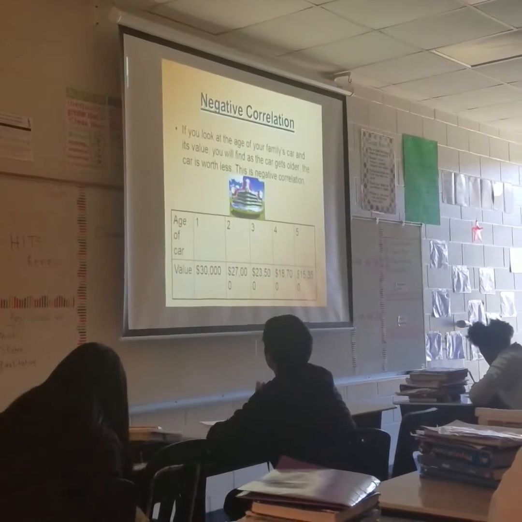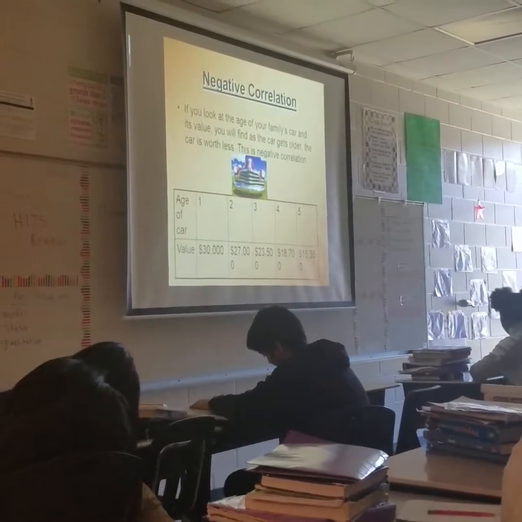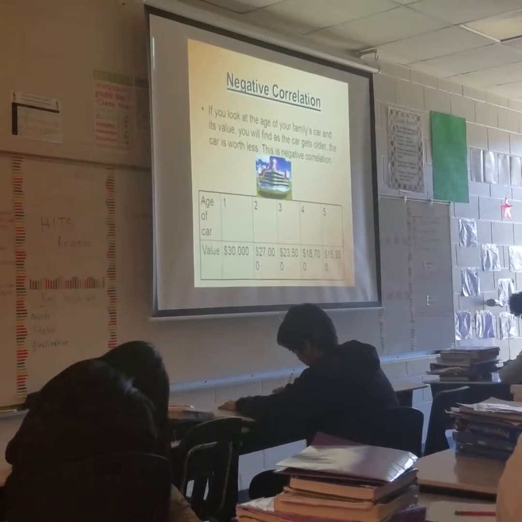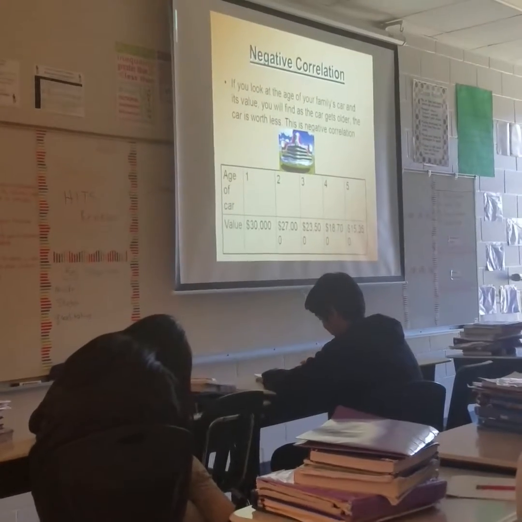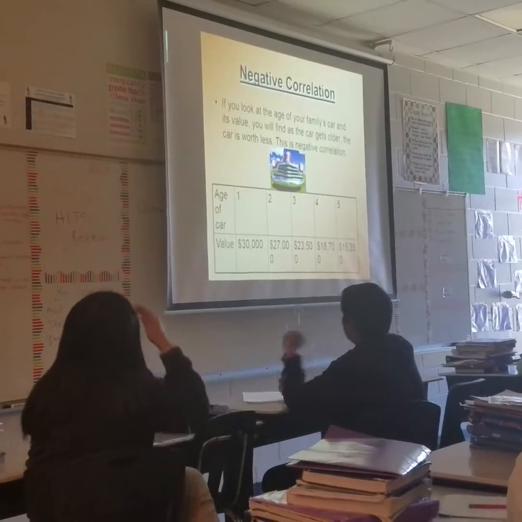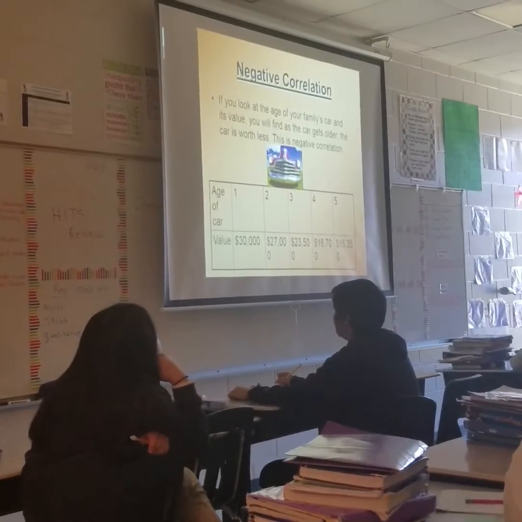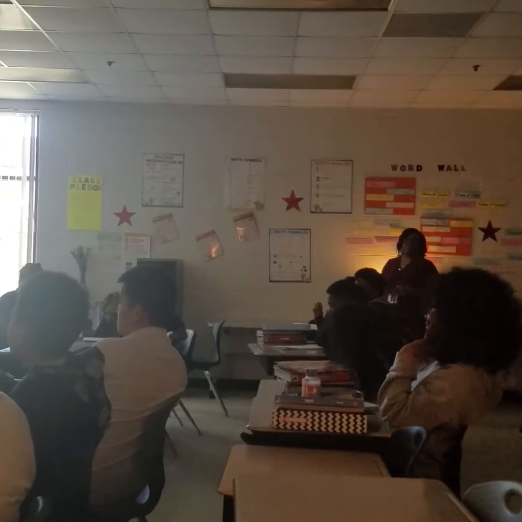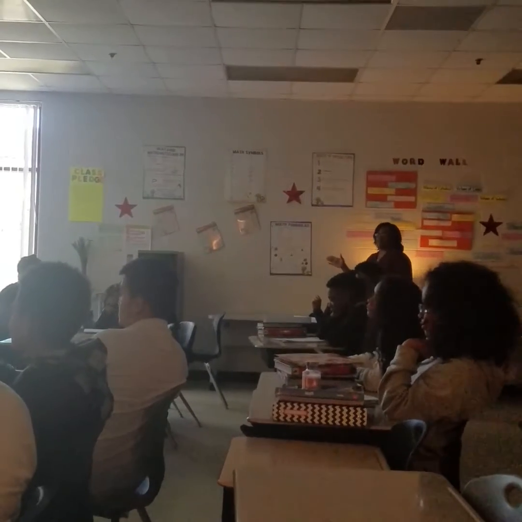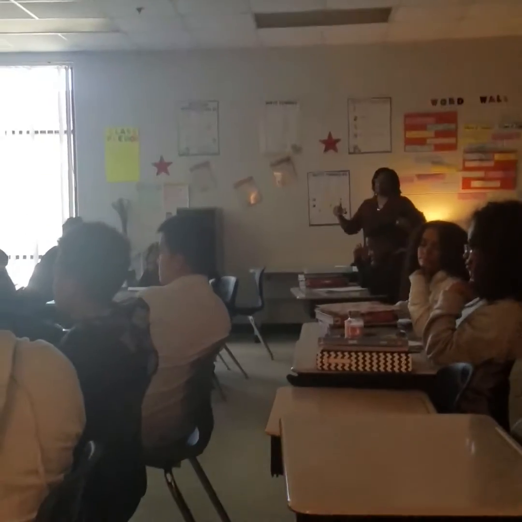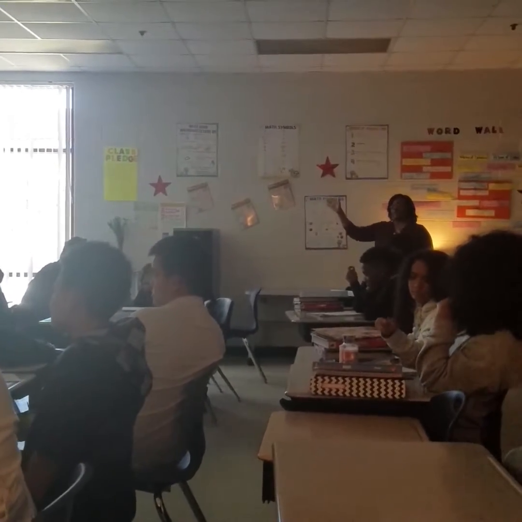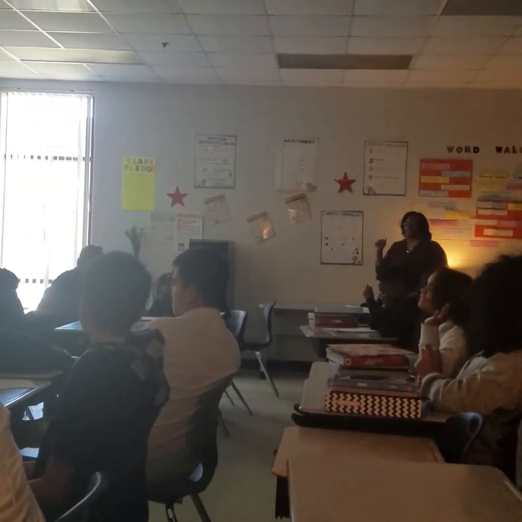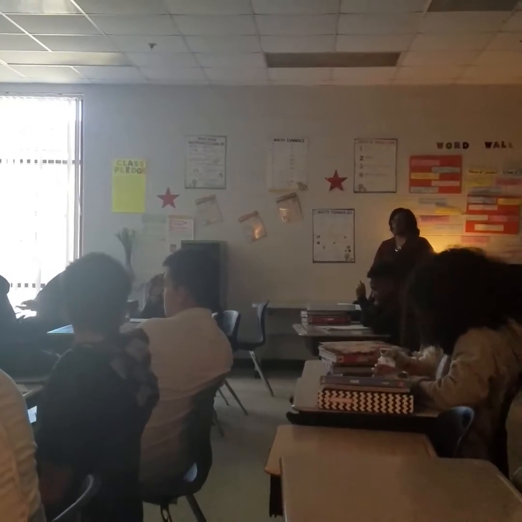Let's go through an example for negative correlation. If you look at the age of your family's car and its value, you will find that as the car gets older, the car is worth less. So this is a negative correlation. So basically at age 1 of the car, right off the lot, the value is going to be worth 30,000. But by the time it reaches 5 years old, the value is going to decrease. The age of the car increased, but the value decreased. So we have the X going up, the Y going down. So that's your negative correlation.